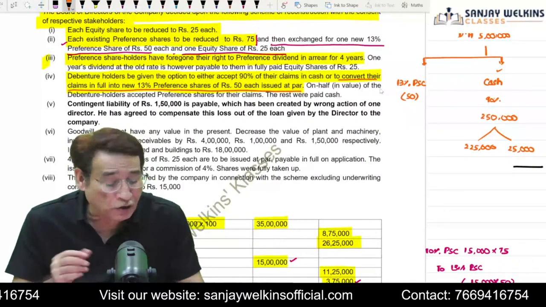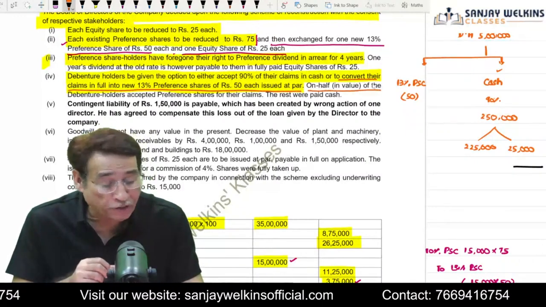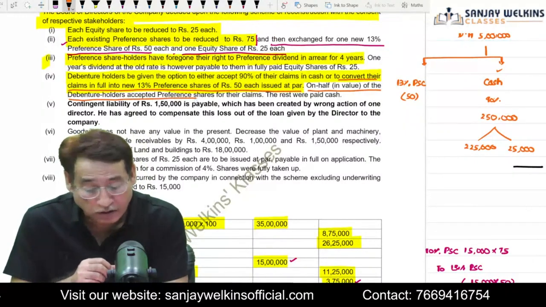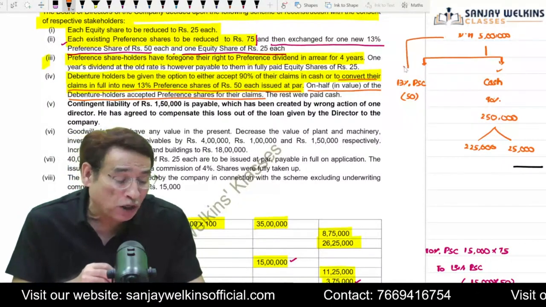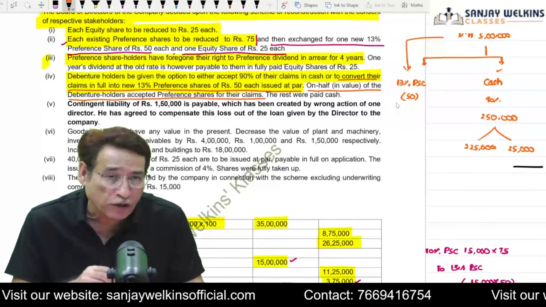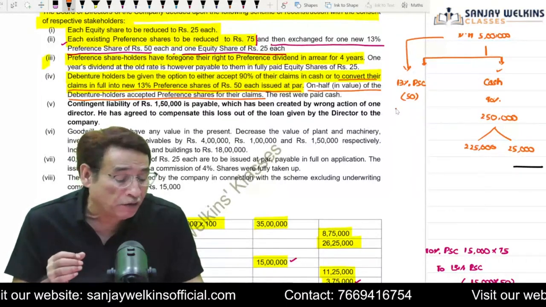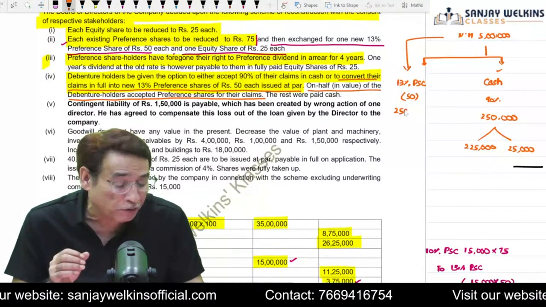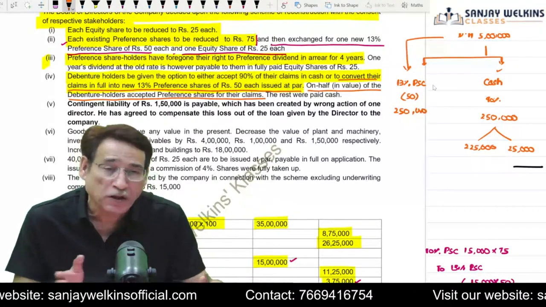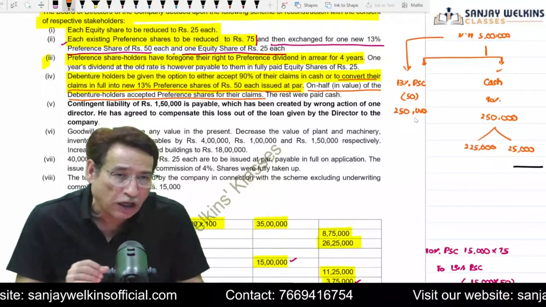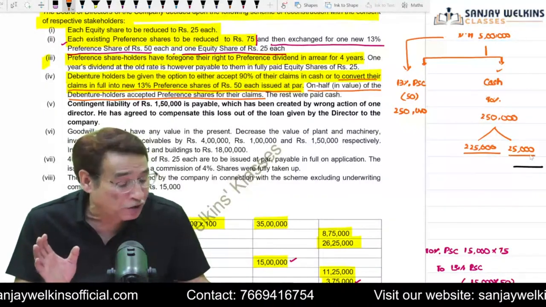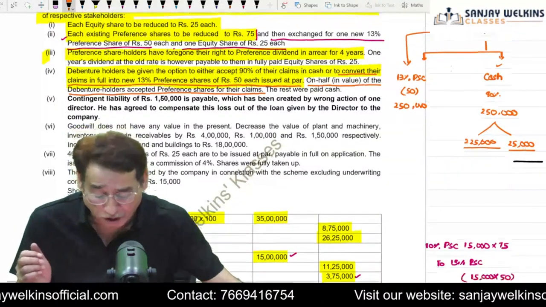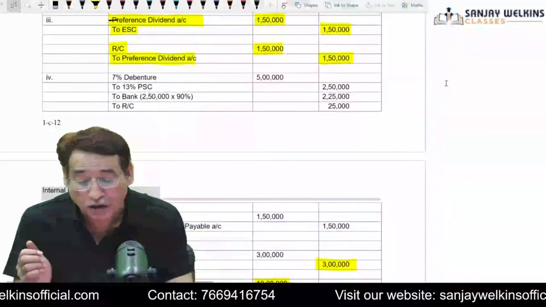And later on in the question, it is written one half in value of the debenture holders accepted preference shares for their claim. That means out of 5 lakh, 2 lakh 50,000 are opting for conversion. So the entry will be simple. 2 lakh 50,000 worth of debenture holders will be given 13% preference share capital to the extent of 2 lakh 50,000. And the rest of the debenture holders will be given this much cash and this much will be transferred to the reconstruction account. So that is why your entry will be like this.